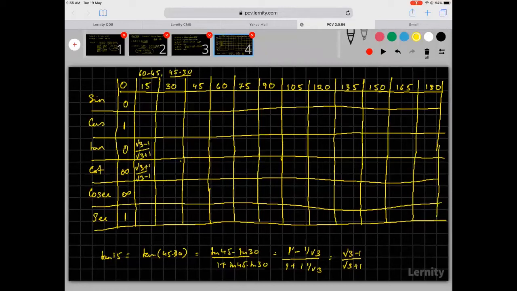Yeah, please try to complete this chart. So sine 30 is 1 by 2. Sine 45 is 1 by root 2. Sine 60 is root 3 by 2. Sine 75 we will find out. Sine 90 is 1. So sine 15 I can find.